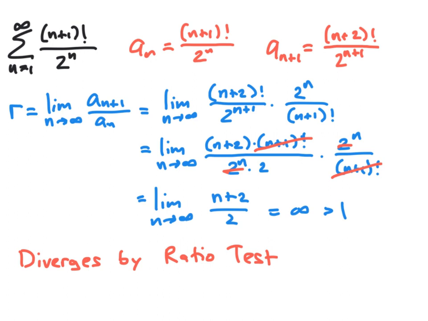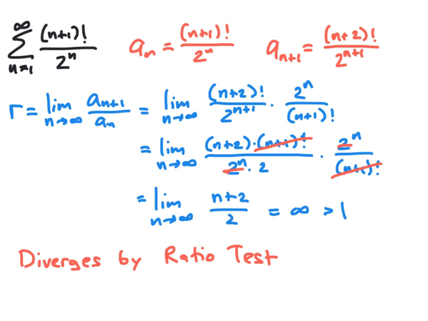For our second example, we have a sub n equaling (n+1) factorial over 2 to the n, and therefore a sub n plus 1 will equal (n+2) factorial over 2 to the (n+1). Notice that in the numerator, we would actually have (n+1+1) factorial, and of course that can be simplified to (n+2) factorial. We then compute the value r, which is the limit as n approaches infinity of a sub n plus 1 over a sub n. Here we have (n+2) factorial over 2 to the (n+1), multiplied by the reciprocal of a sub n, 2 to the n over (n+1) factorial.